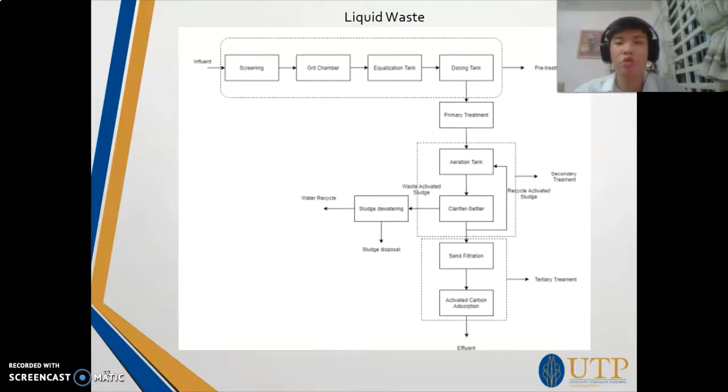After the activated sludge process, the influent is further sent to the tertiary treatment, where the remaining suspended solids and also the organic matter are removed. It first starts off with sand filtration, where finer solids are removed, and then activated carbon adsorption is also installed in order to remove the remaining organic matter. After that, the effluent is ready to be discharged back into the environment. And that's all for our waste treatment strategy.